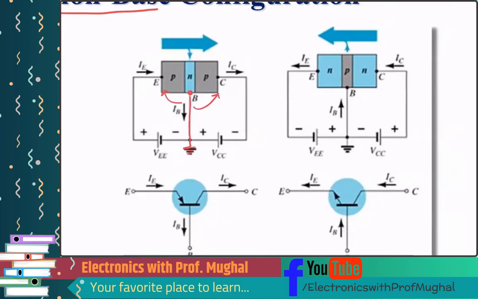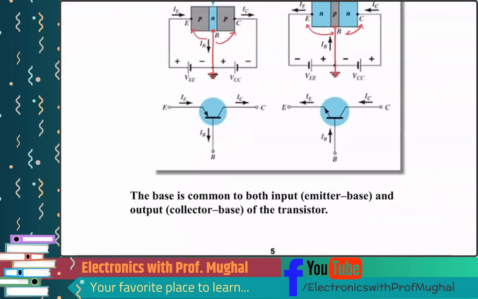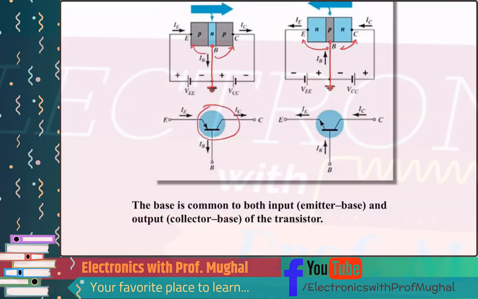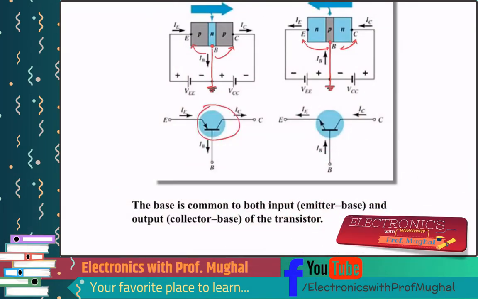Similarly, if you look at over here, again, your base is connected to both emitter and collector, and your base is connected to the ground. That's what it means. The symbol for this is the symbol for the transistor.